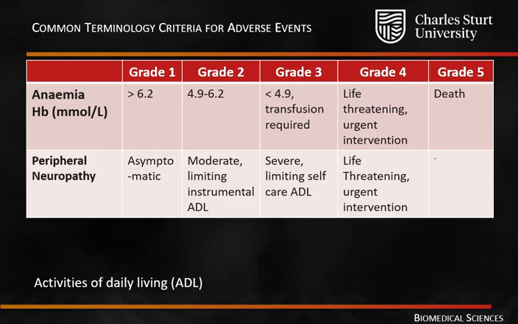So there is one system that was developed for monitoring adverse drug reactions for basically cancer chemotherapy. And so here it is. What they use is a grade 1 to 5, and each of the grades has a different presentation. So if we're looking at anemia, what they'll look at is hemoglobin concentrations. And so grade 1 is greater than 6.2 millimoles per litre. Grade 2 is that intermediate, and then grade 3 is less than 4.9.